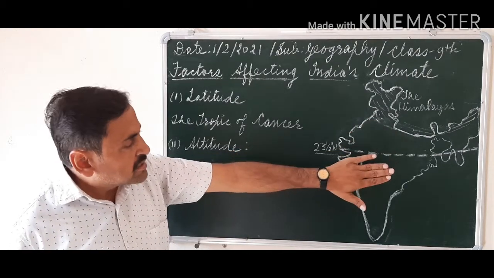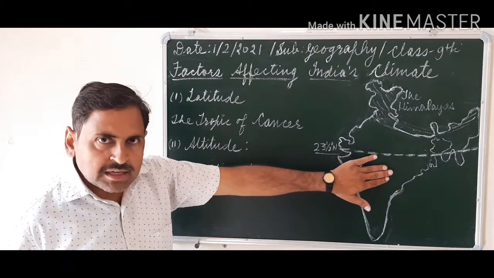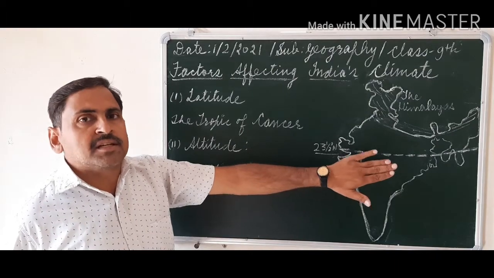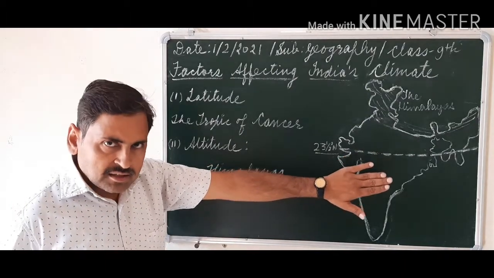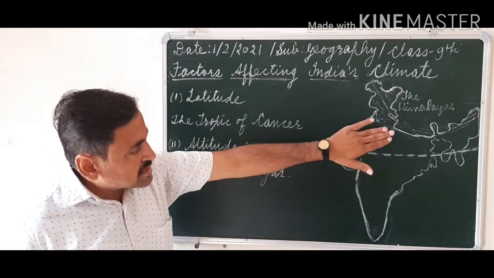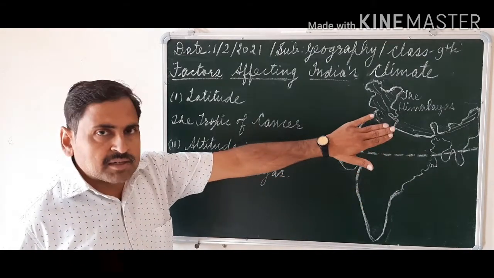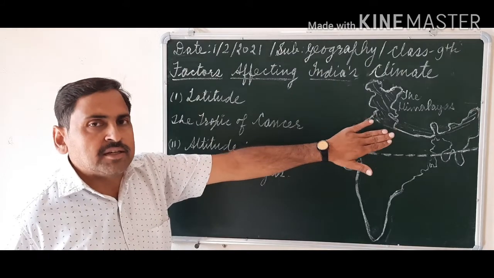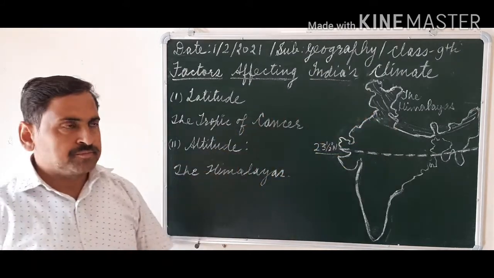And that's why this part has the tropical type of climate, in which temperature remains high throughout the year and winters are not very cold. And in the subtropical region, the summers are hot and the winters are cold.